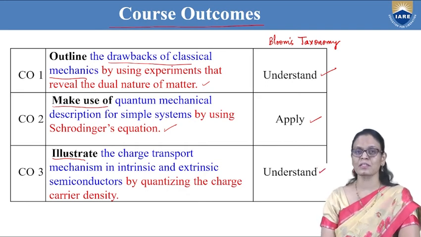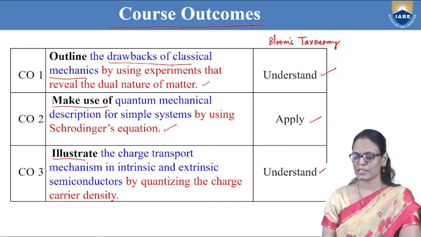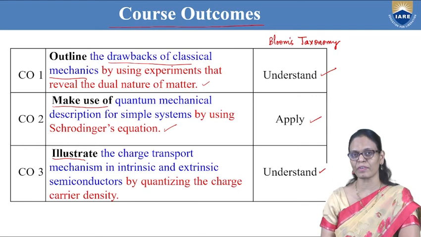So with each CO, we are able to see which level it is. If I'm talking about this CO, it is at the understand level. If I'm giving something for this CO, it is at the application level. So we are simultaneously looking at what the outcome is and which level it is.